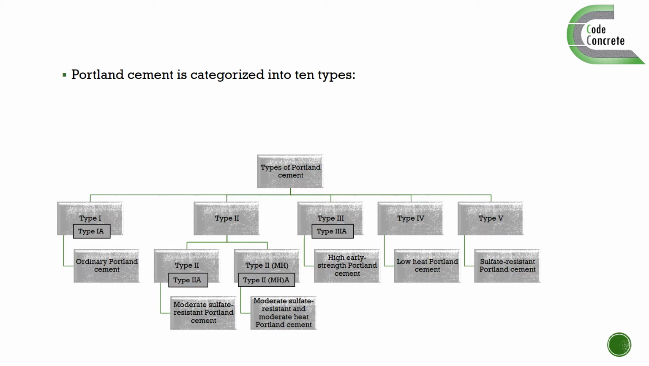In addition, types 1A, 2A, 2MH, and 3A are air-entrained types of Portland cement which are similar to types 1, 2, 2MH, and 3 respectively. However, an air-entraining agent is added during the manufacturing process. Air-entraining agents are added to provide an increase in the freeze and thaw resistance.